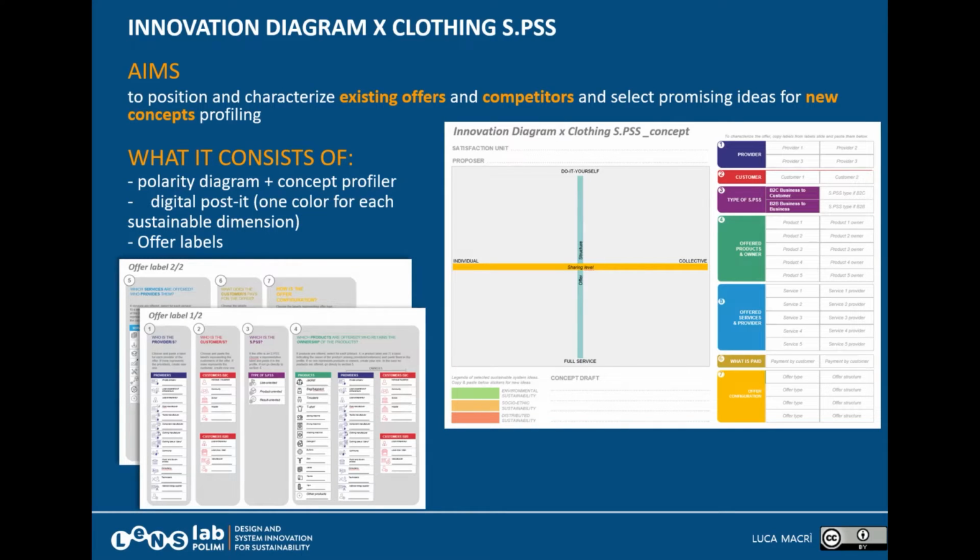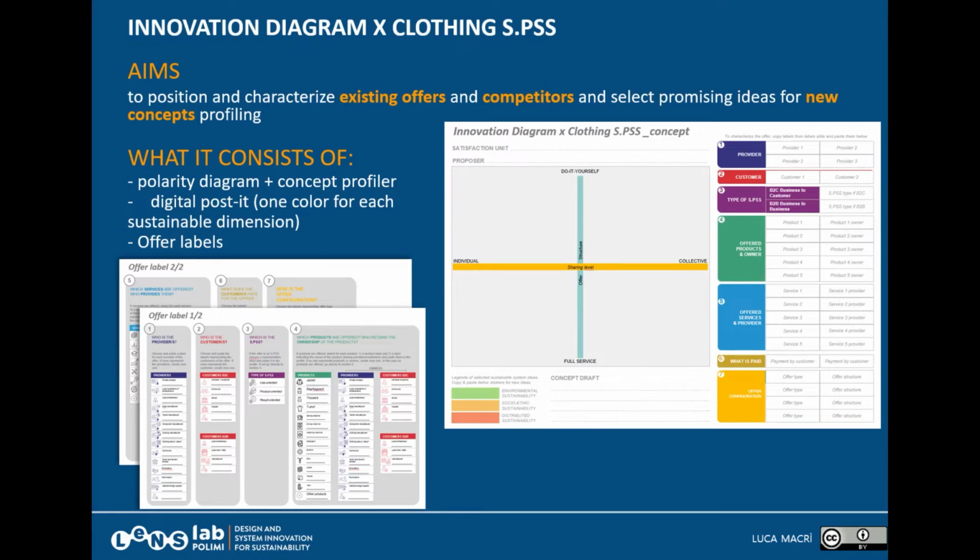What it consists of: we have that polarity diagram that you see there with the two polarities: do it yourself, full service in vertical, and individual and collective on the horizontal. Those are the ones that you saw in the scenario videos yesterday. We have some digital post-its in the bottom left corner of the slide. This is a PowerPoint, so you will receive basically a PowerPoint. Those three digital post-its are used to copy paste those ideas that you worked on yesterday on the diagram.